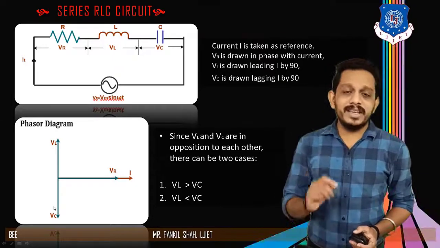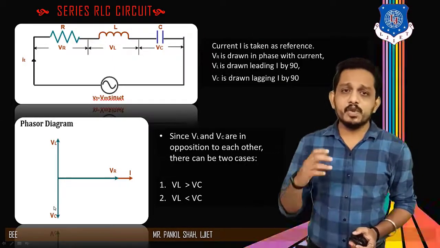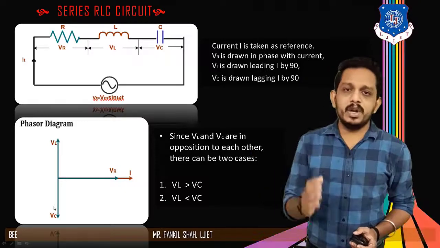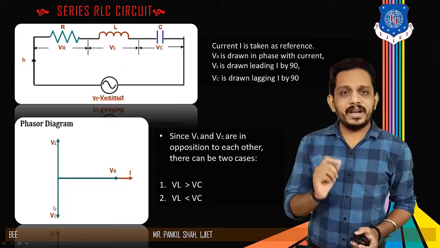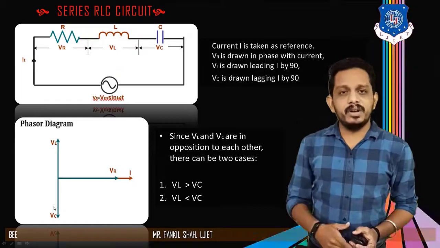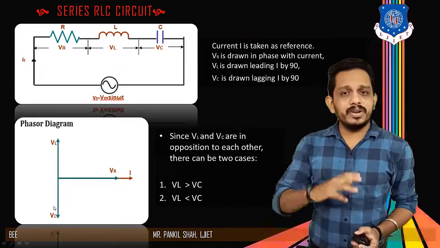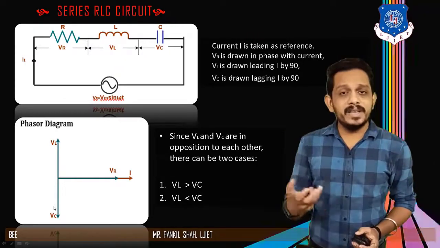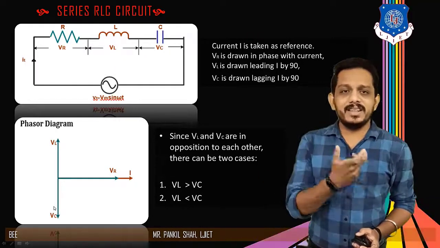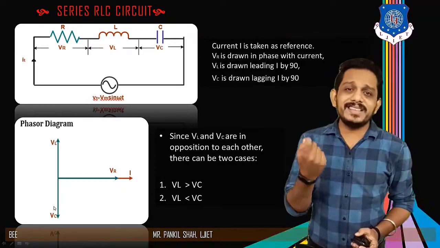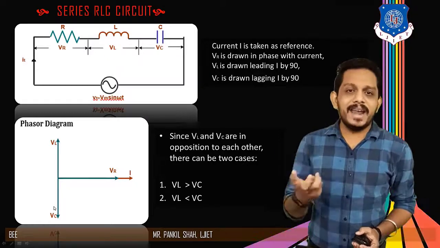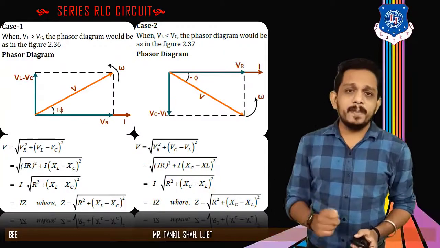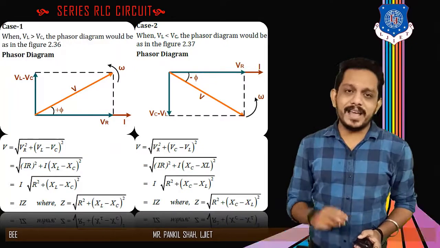So VL and VC are 180 degrees apart from each other. So basically they will be subtracted, because one vector is above the reference and another vector is below the reference. But which voltage is subtracted from which voltage depends upon the higher value of the voltage. So here we are considering two cases: VL is greater than VC, meaning the inductor voltage is greater than the capacitor voltage, or VL is less than VC, meaning the capacitor voltage is more and the inductor voltage is less. Let's understand the concept of these two cases. Here we have drawn the vector diagram for both the cases.